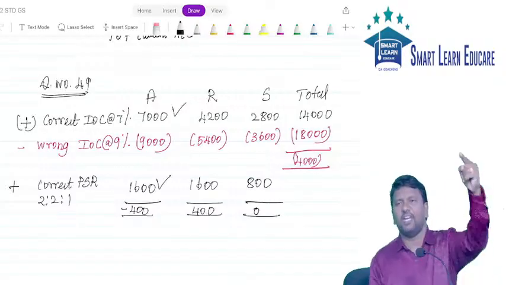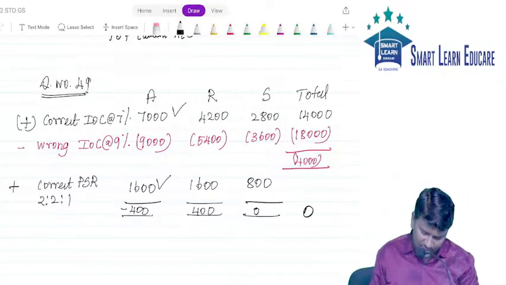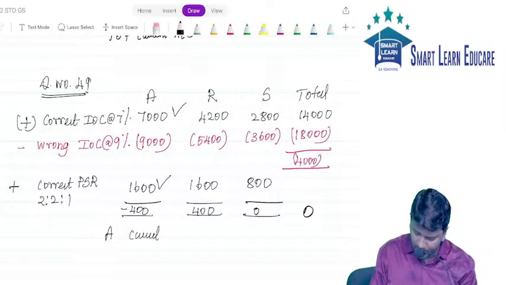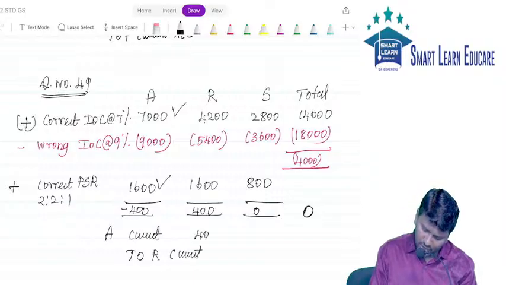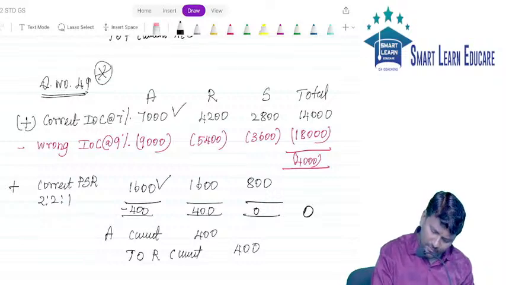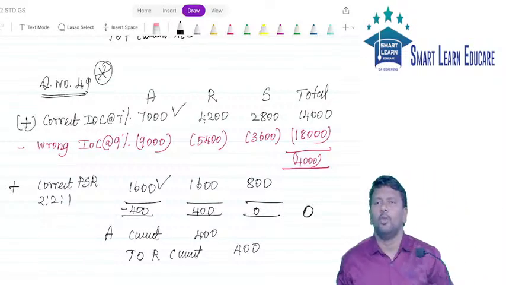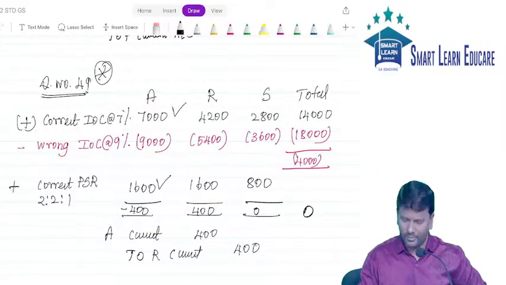Based on this, we need to pass the journal entry. What is the journal entry? It is A's current account debit to R's current account for 400. A's current account debit to R's current account 400. Unique question, mark it as important.